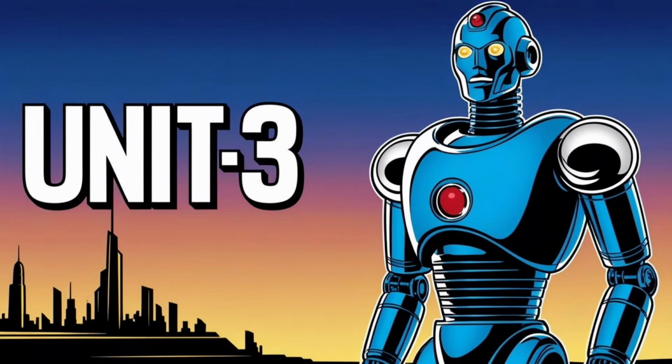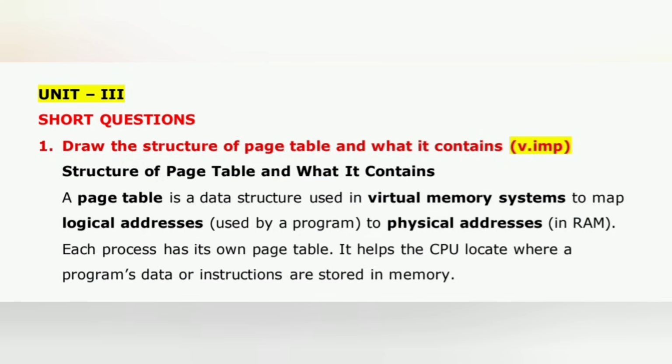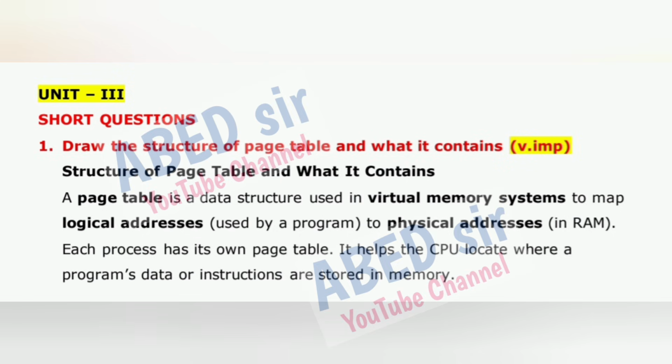Unit 3, first important short question is: draw the structure of page table and what it contains. Structure of page table and what it contains. A page table is a data structure used in virtual memory systems to map logical addresses used by a program to physical addresses in RAM. Each process has its own page table. It helps the CPU locate where a program's data or instructions are stored in memory.